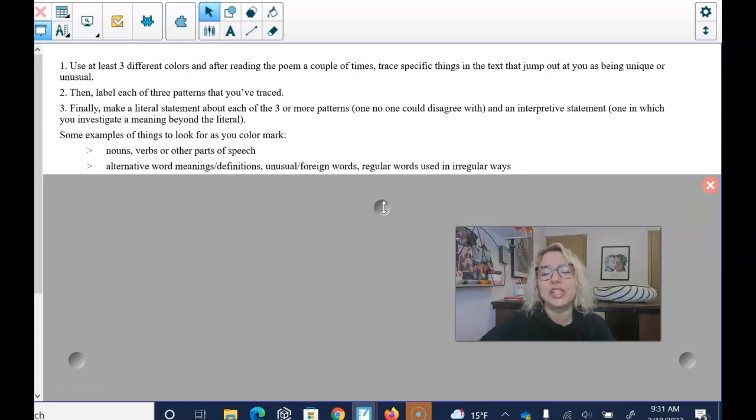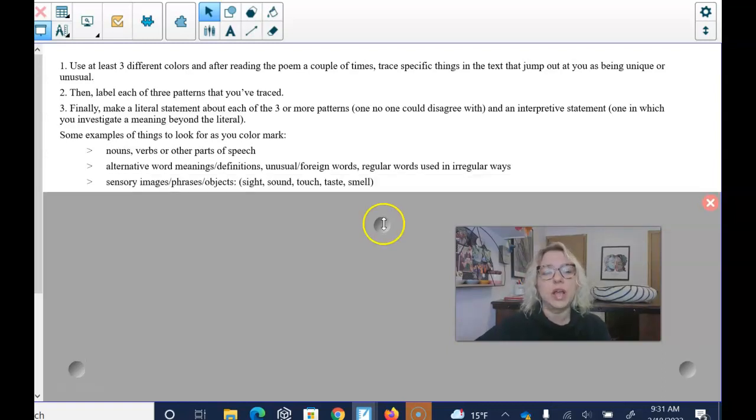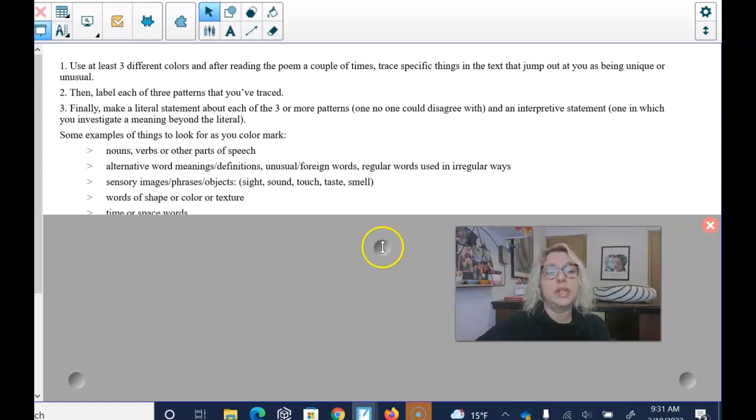Alternate word meanings, definitions, unusual foreign words, regular words used in irregular ways. This is diction, right? But sometimes you'll notice right away that there's a certain kind of word that's used more than once. Trace it, and then you'll see if that's something that is shaping meaning in the poem or not. Sensory images, phrases, objects: sight, sound, touch, taste, smell. In this poem, I noticed that there are a lot of references to things that are being seen, and then later things that are being voiced or heard. And so that's a pattern that I'm going to show you in a sec.